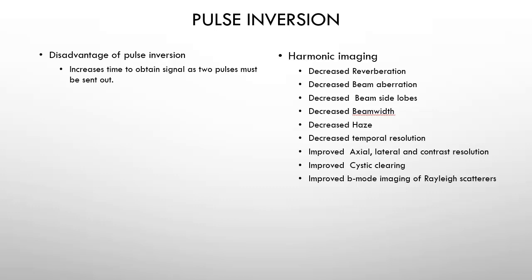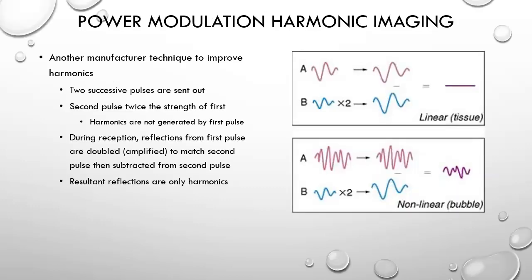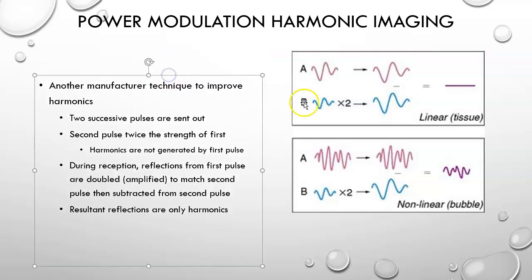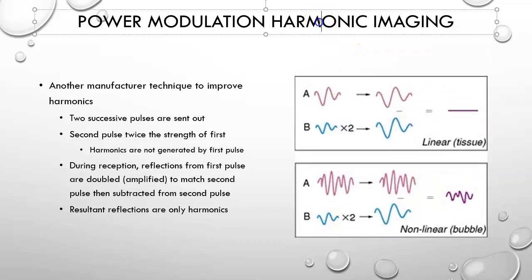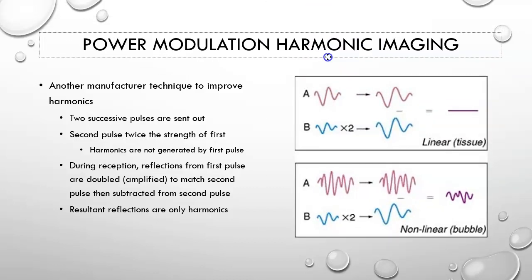Now there's another way we can improve harmonic imaging, and this is called power modulation. So power modulation utilizes a technique of modulating the power in order to create better harmonic signals that will come back. So what happens is two successive pulses are sent out. The second pulse has twice the strength of the first, okay?